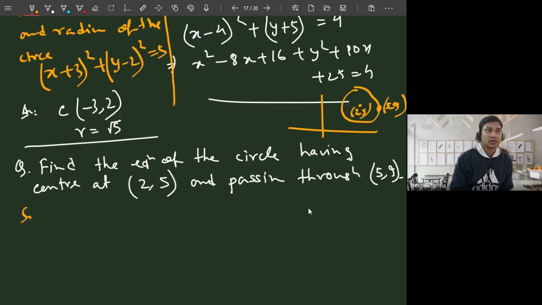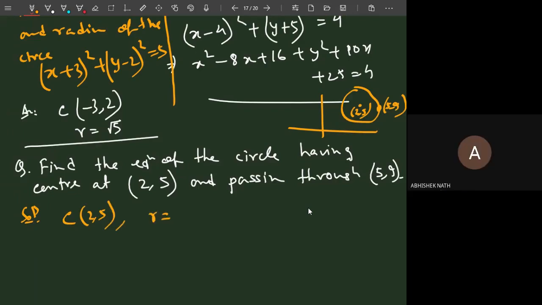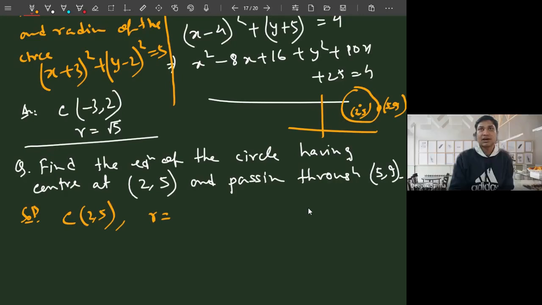From the question, the center is known: (2, 5). What is the radius? Can you tell me the radius? The radius is nothing but the distance between these two points, the center and the given point on the circle.